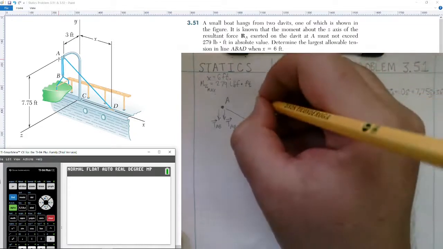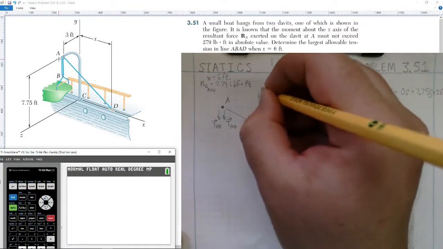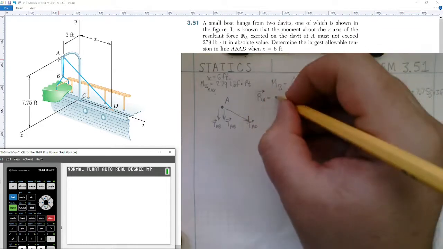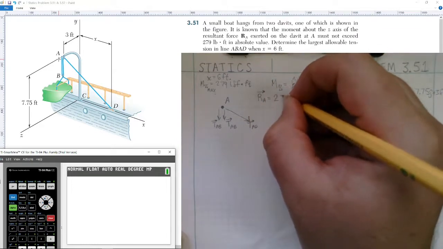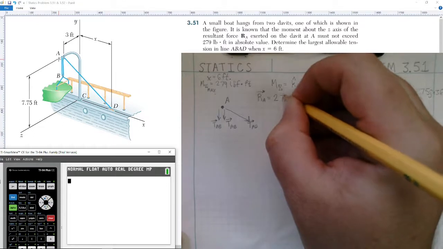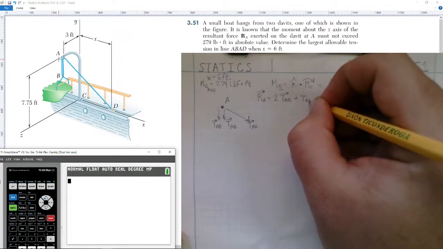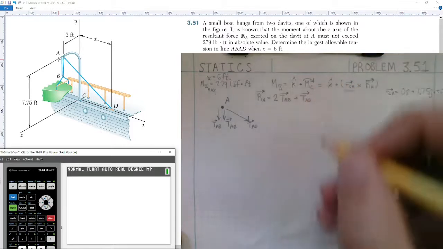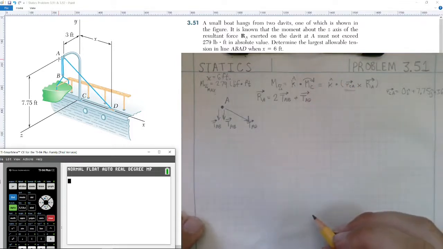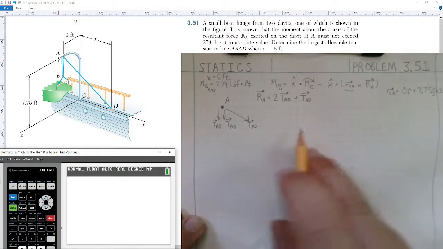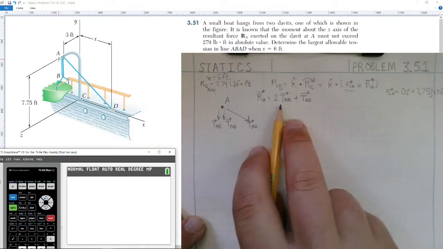So our resultant force at point A, this vector, would be equal to 2 times the tension vector T from A to B plus 1 tension vector going from A to point D. Good. Now we're going to figure out what the tension going from A to B is first.